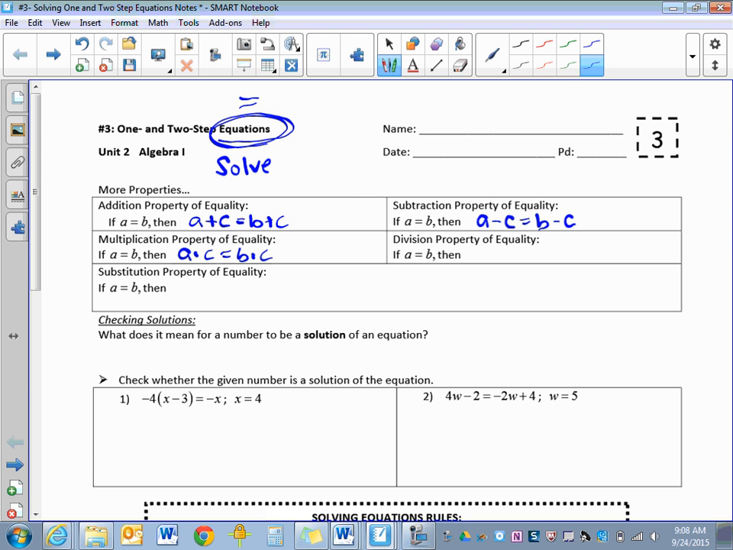Right, and then the division property. Again, I can divide by the same thing on both sides. So if A equals B, then A divided by C is equal to B divided by C. Alright, so all four of these are just doing the same thing to both sides. It's extremely important that you do it to both sides. Anybody know why we have to do it to both sides of our equation?